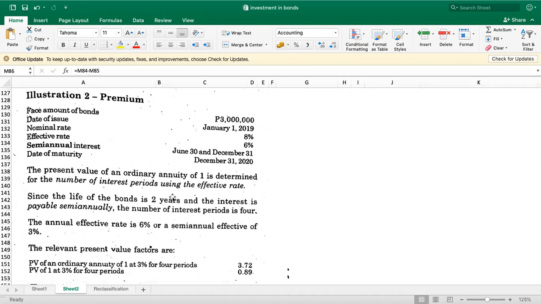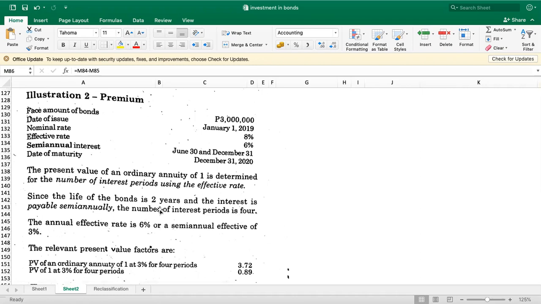2 years mag-mature but semi-annual yung interest payment. Therefore, yung periods natin dito is 4. 4 periods tayo dito. Since the life of the bonds is 2 years and the interest is payable semi-annually, the number of interest periods is 4. Then the annual effective rate is 6% or a semi-annual effective of 3%.